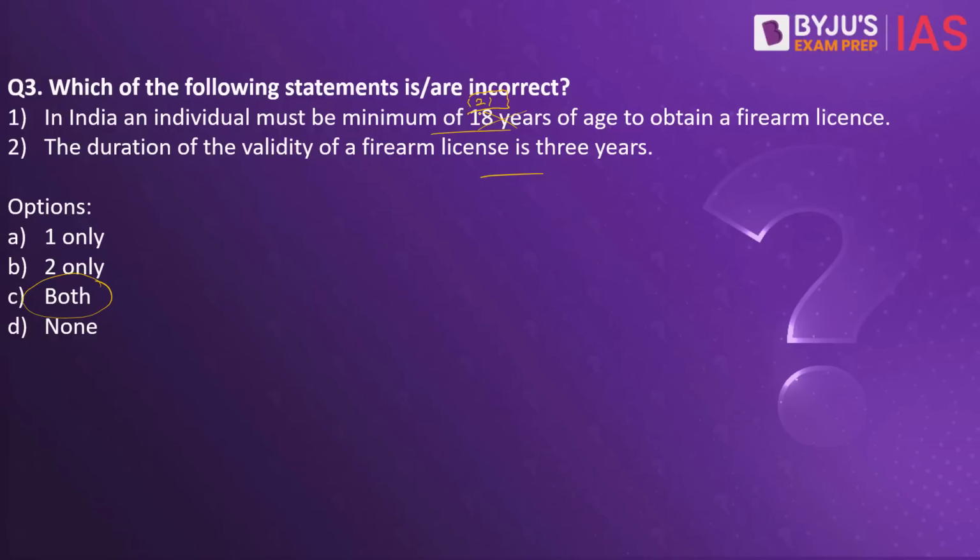The duration of the validity of a firearm license is 3 years. This once again is a wrong statement. Why? Because it happens to be 5 years. So if a license is given to you and you are able to hold a particular arm or gun, the period for which you would have a valid license is about 5 years from the date of sanction of this particular license. So it is not 3 years, but instead it is 5 years. It is not 18 years of age, but instead it is 21 years of age. So an individual who is above 21 years of age will only be given the firearm license.